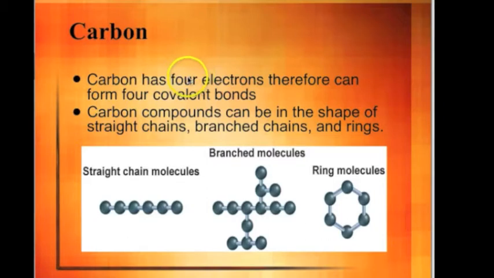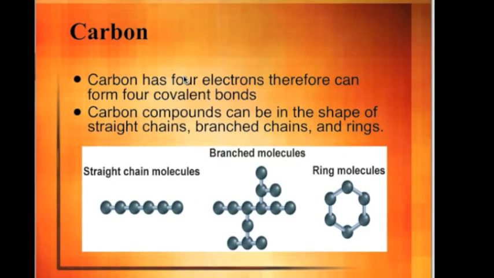As we said earlier, there are 6 total electrons. 4 of them, though, are in the outer orbital, so 4 of those electrons can form covalent bonds. So carbon is able to form a total of 4 covalent bonds, and its shape can range in different patterns. So the carbon compounds can be arranged into chains, branched chains, or even rings.